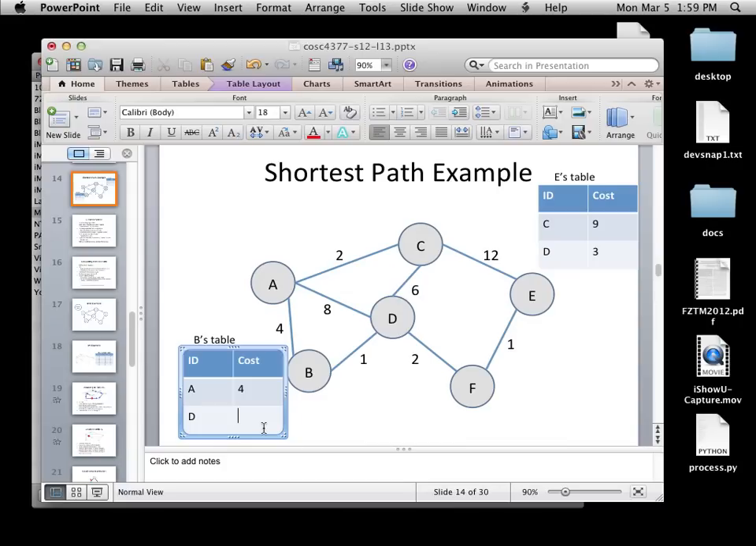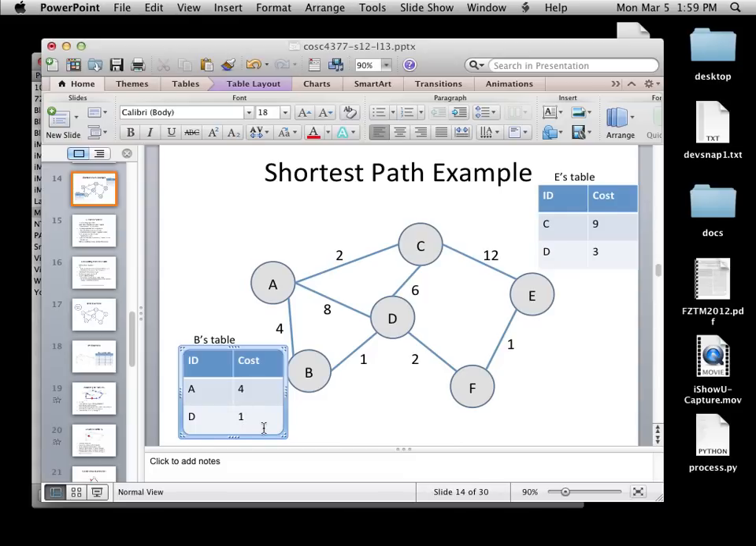How about B to D? It's 1. Direct path seems to be the shortest as well. Okay. So a routing table will not only have the cost, but also the next hop.